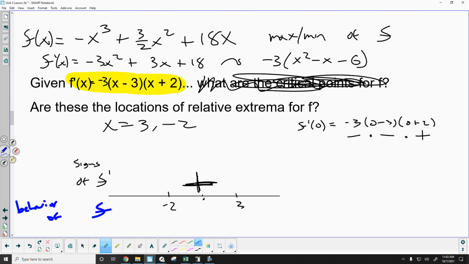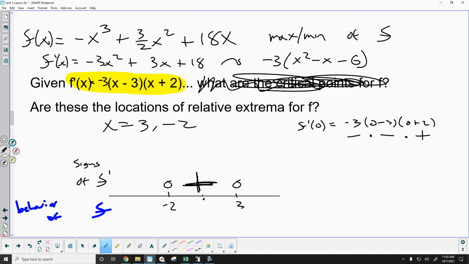I know at negative 2 and 3, sometimes I forget to do this, we have signs that are 0. It's not positive or negative. Nope. That's good. Check your signs with your neighbor.